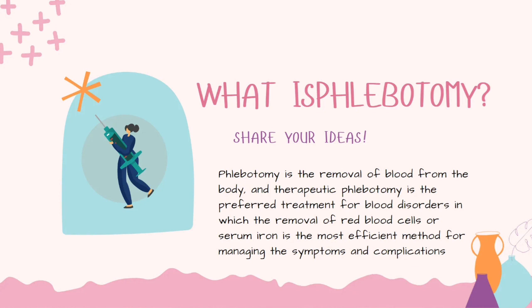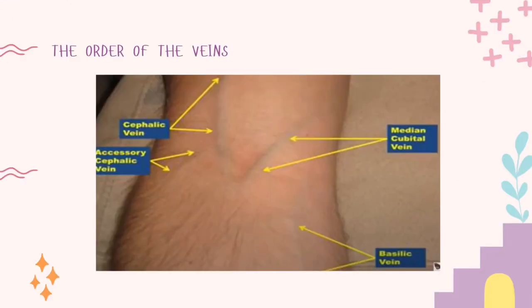So, ayan, ano nga pa muna ang definition ng phlebotomy? Phlebotomy is the removal of blood from the body, and therapeutic phlebotomy is the preferred treatment for blood disorders in which the removal of red blood cells or serum iron is the most efficient method for managing the symptoms and complications. Let's just take a look at the order of the veins.